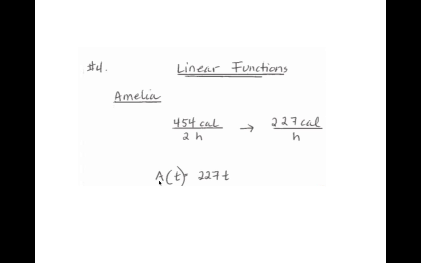I'm going to call it A for Amelia, and we're going to do it in relationship to time. So A with respect to time is equal to her rate of change, which is 227 times time. If you consider what we've done there, you know that if the time is 1 hour, she'll burn 227 calories. If the time is 2 hours, she'll burn 454, and so on. We have a function that gives us how many calories Amelia burns.